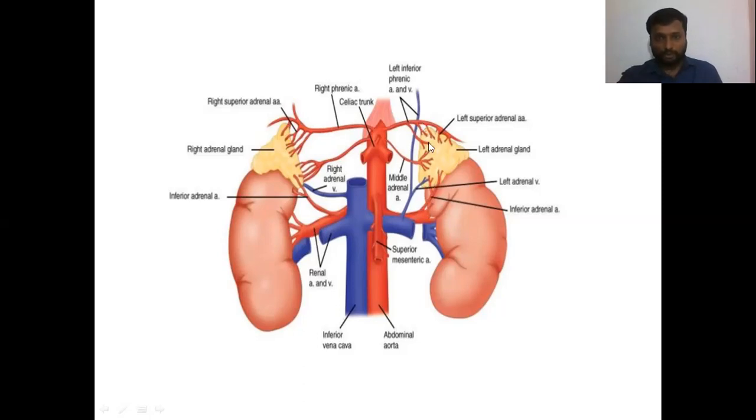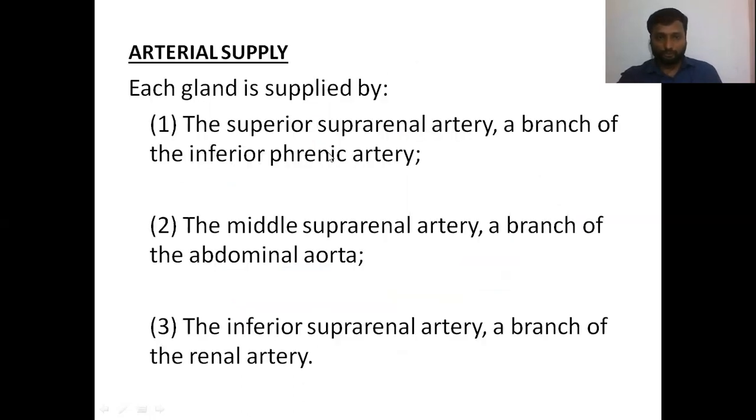So superior suprarenal is from the inferior phrenic artery. Inferior phrenic artery is a branch of abdominal aorta. Then the middle suprarenal is a direct branch of abdominal aorta. Then inferior suprarenal is a branch of renal artery. Renal artery is a branch of abdominal aorta. So superior suprarenal, a branch of inferior phrenic artery. Middle suprarenal, a branch of abdominal aorta. Then inferior suprarenal, a branch of renal artery.